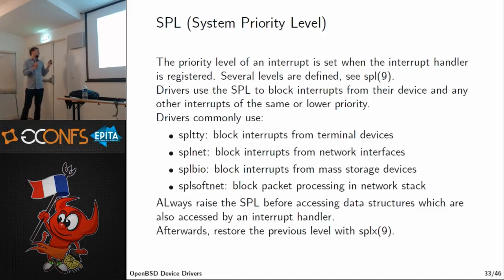And the API is pretty easy. You just call a function to block interrupts of a certain level. You get an integer back. You don't look at that. You just pass it back to the SPLX function later to restore the level that it was at before your call. So just make sure that whenever you access something that you have in your interrupt handler, you wrap it in SPLs.